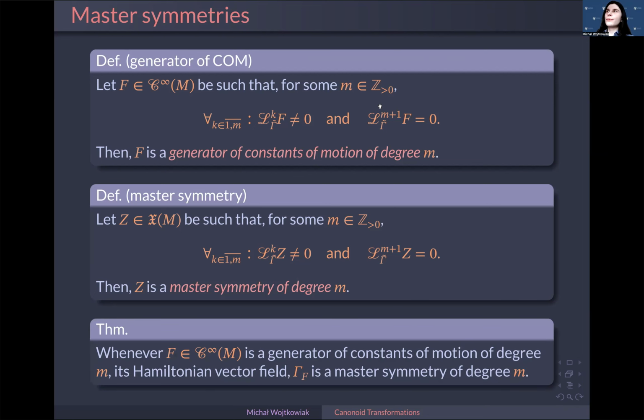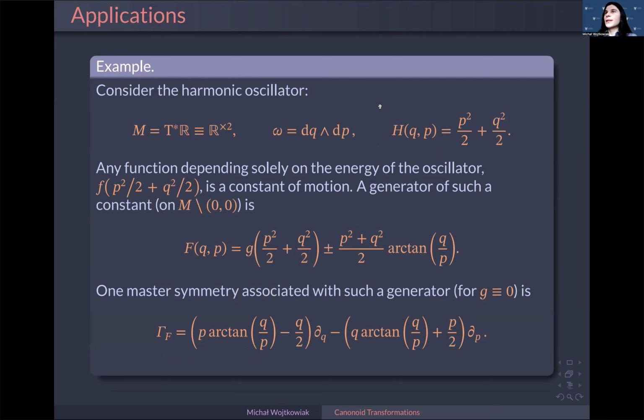And these two are strictly related, namely whenever we have some function which is a generator of constants of motion, then its Hamiltonian vector field is a master symmetry of the same degree. So we can jump between these two fairly easily using that gamma map from before. And just to fix some attention, we have an example of such a generator.